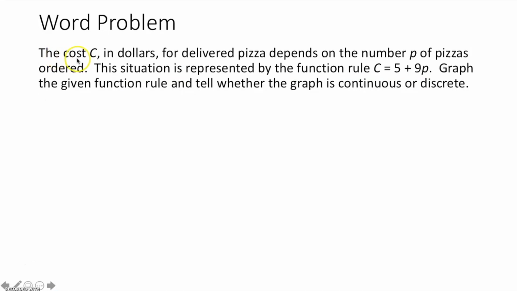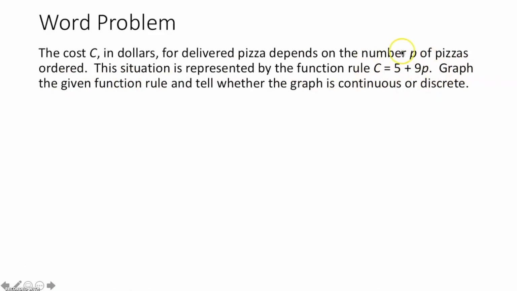Now our word problem says the cost C in dollars for delivered pizza depends on the number P of pizzas ordered. This situation is represented by the function rule C is equal to 5 plus 9P. Graph the given function rule and tell whether the graph is continuous or discrete. Remember, step 1, we're not scared. So step 2, what does it want? It wants us to graph the given function rule and tell whether the graph is continuous or discrete.